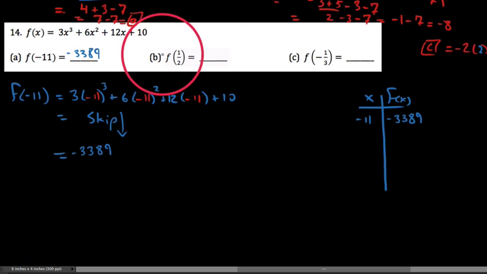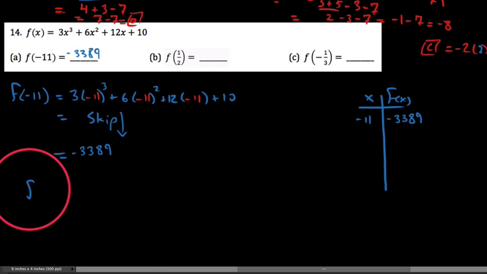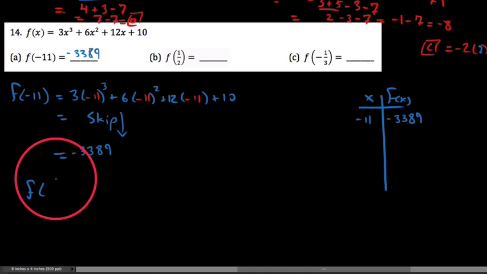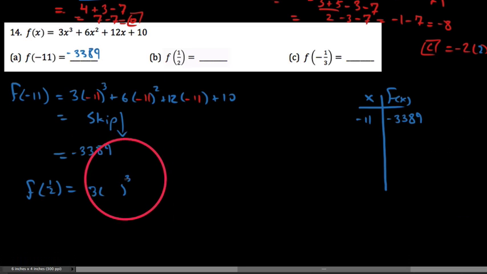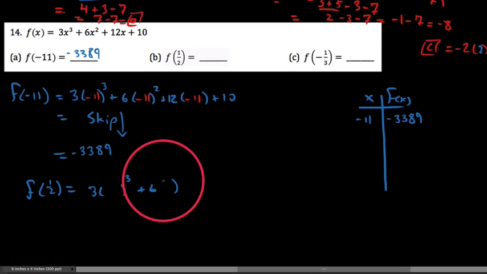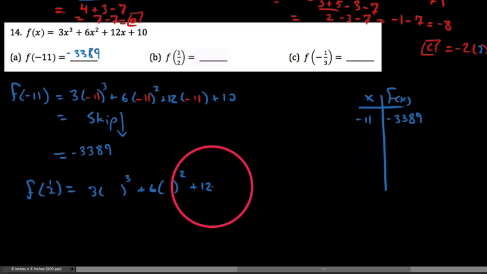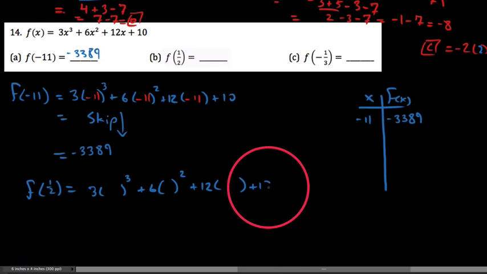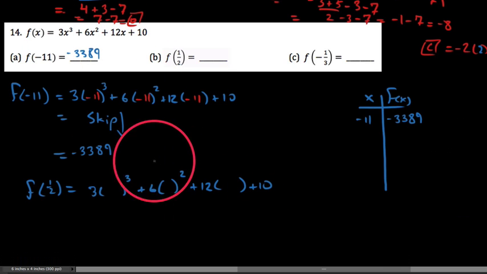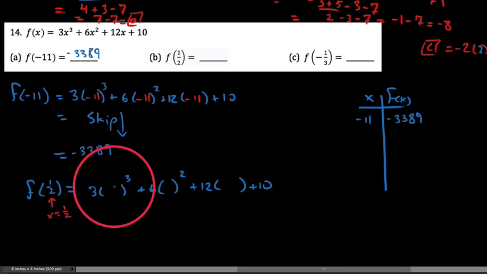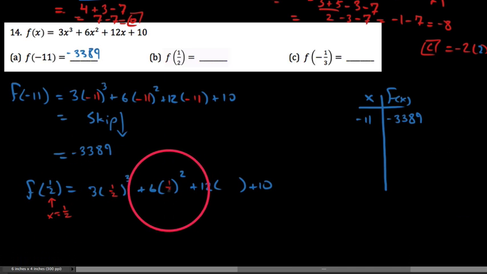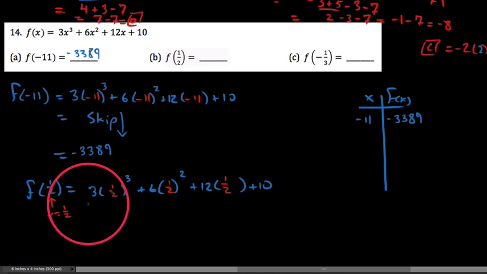So how would I do something like f of a half? Well, first things first, I want to see this on your paper. Let's go plug it in. Let's go substitute. So we have 3 blank cubed plus 6 blank squared plus 12 times our x here plus 10, just taking all the x's out. And what we're putting into our function this time is this x value, x equals a half. So we're going to plug in everywhere we see an x. We're going to put in a half. And we're going to go evaluate this.